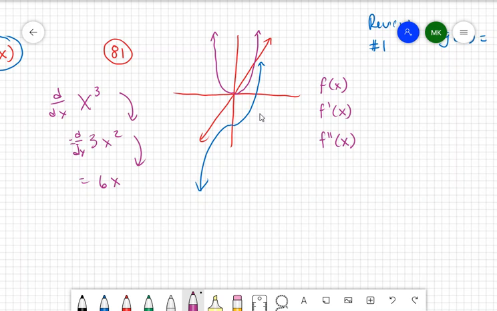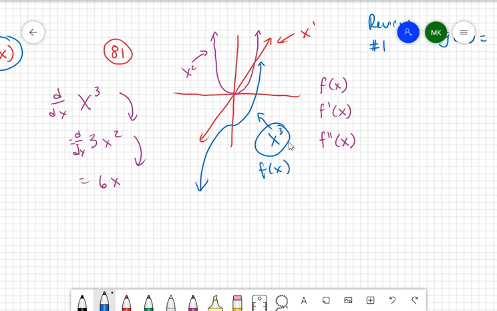Now, if you look at these three functions, the red one is linear. That's like an x to the first power. The purple one is a quadratic. That's basically some sort of x squared function. And the blue one looks like x cubed. It's a cubic function. So based on that, the cubic function, the blue one, has to be your original function, f of x, the highest power of x.